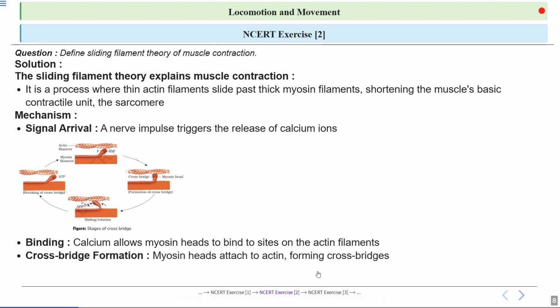Now comes cross bridge formation. As we can see from the diagram, the myosin heads actually latch onto the actin, forming what we call a cross bridge. This is somewhat like hands grabbing a rope, preparing to pull it along. This connection is essential for the muscle to generate force as well as contraction.